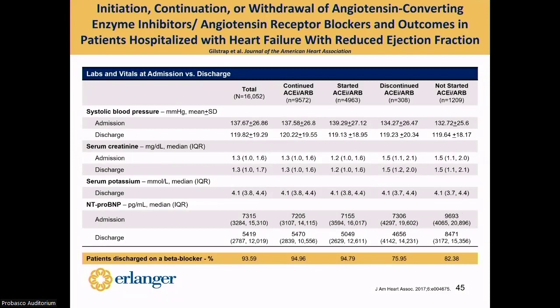And then finally, I'd just like to mention the labs and vitals from admission and discharge for these patients who either continued or started, noting that blood pressure and the NT-proBNP levels appear to downtrend from admission to discharge. Serum creatinine is relatively unchanged, but the baseline serum creatinine in patients who had their ACE or ARB discontinued or not started were higher than those who were continued or started on these therapies.